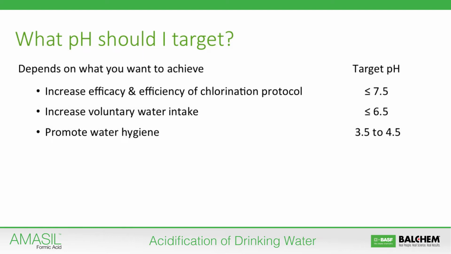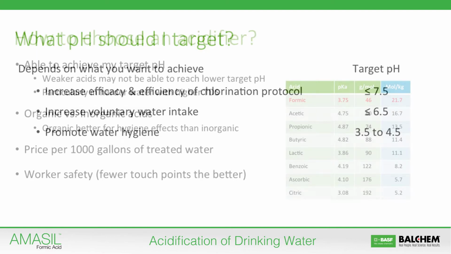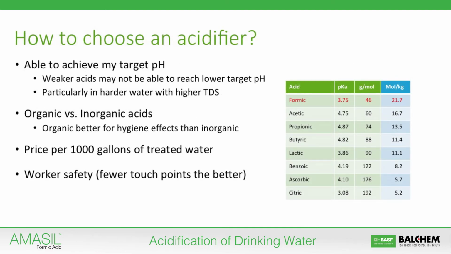And if you're looking to promote water hygiene as part of an overall biosecurity program, then we recommend a pH between 3.5 and 4.5, because that seems to be the stress point for the vast majority of the bacteria of interest. So how do you choose an acidifier? Well, what you want is an acidifier that's able to achieve whatever target pH you've picked. And the harder the water that you have on your farm, the higher the starting pH, generally speaking, the more acid you need. We'll go a little bit into why that's not one-to-one.